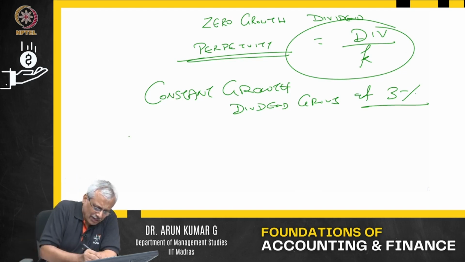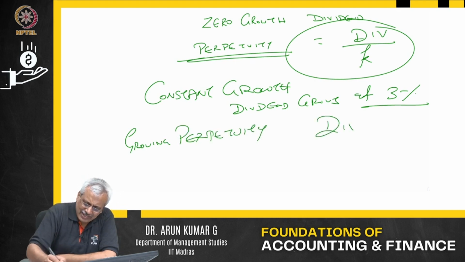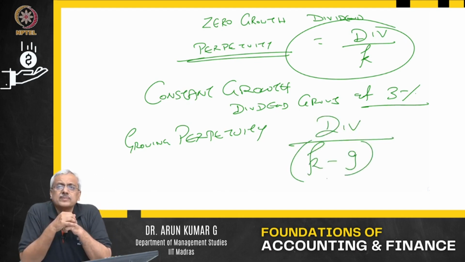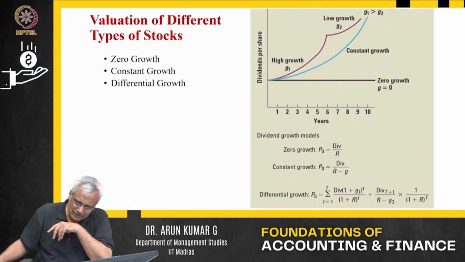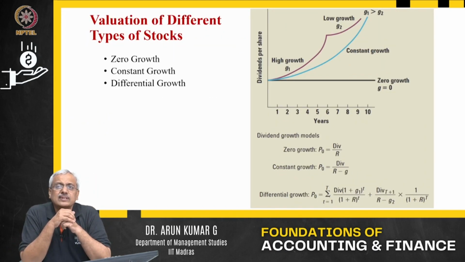Same thing, go back to growing perpetuity. What does it say? Dividend divided by my discount rate minus the growth rate. So very simple. These two aspects become quite simple in this particular case. That is what you see in the formulas on the right.